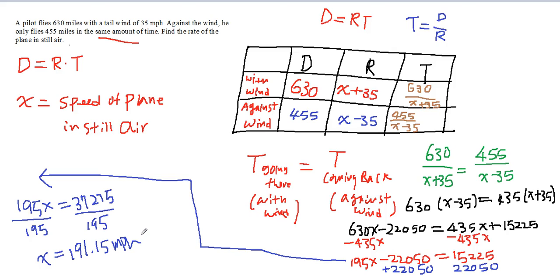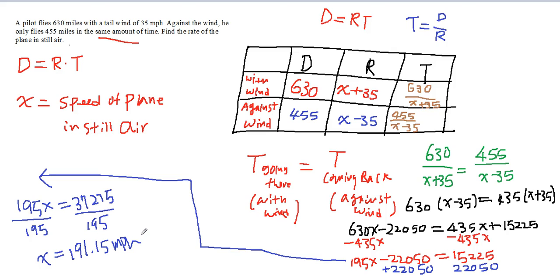You can also talk about the same kind of problem using going upstream and downstream when you're riding a boat. If you go upstream, you lose speed because the current is pushing you back. If you are coming downstream, you are going with the current, so the current is going to push you faster. So that's similar to with the wind and against the wind.